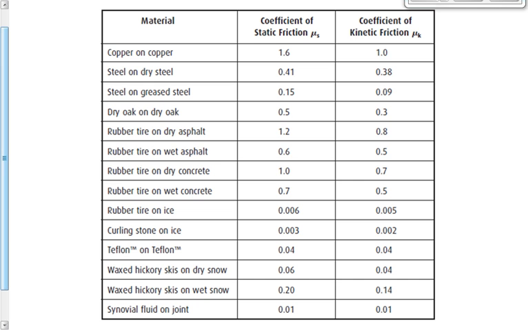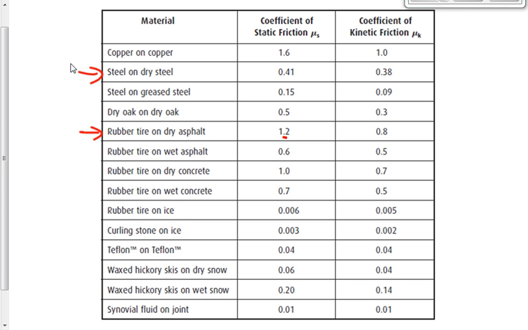It gives us different coefficients of static friction and kinetic friction. You can see that the coefficient of static friction of steel on steel is 0.41. So when steel pushes against steel, they stick together at 0.41. That's what keeps them from moving. The coefficient of kinetic friction is 0.38. Let's go back to rubber on dry asphalt. That's a pretty high value of static friction, right? 1.2. Kinetic friction, it's 0.8.